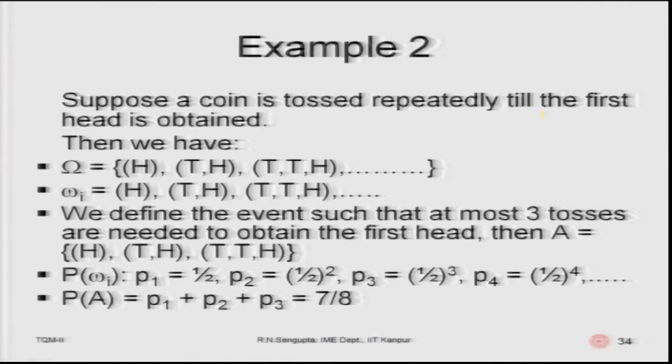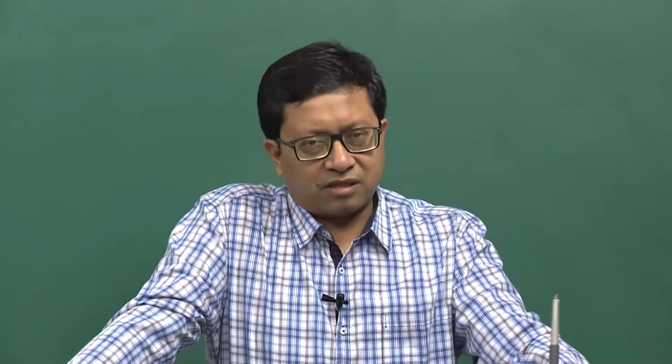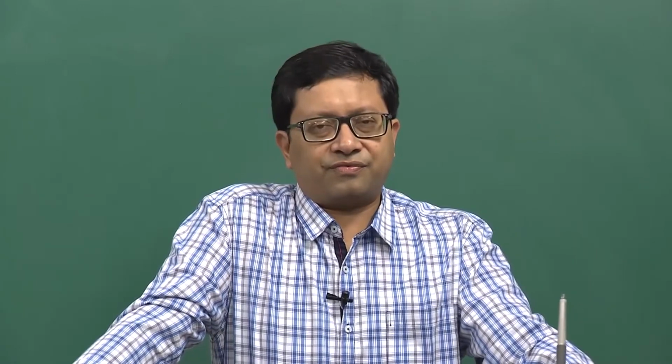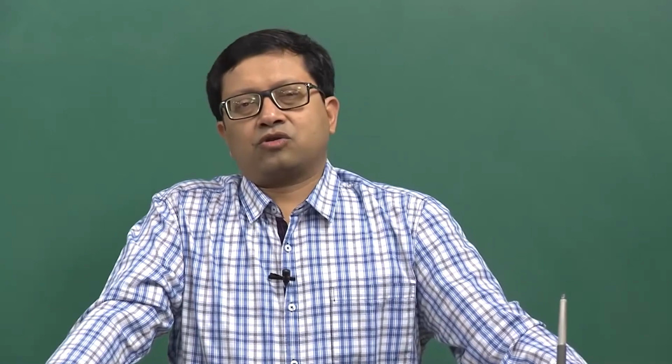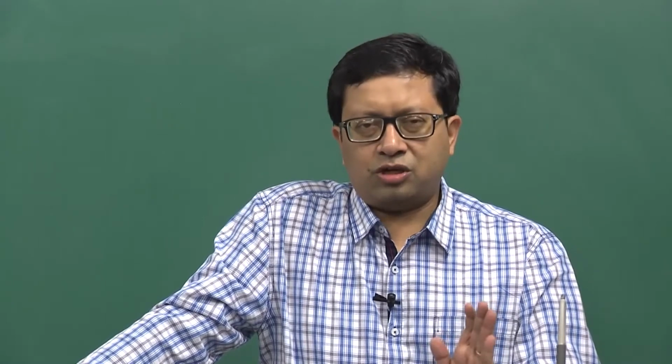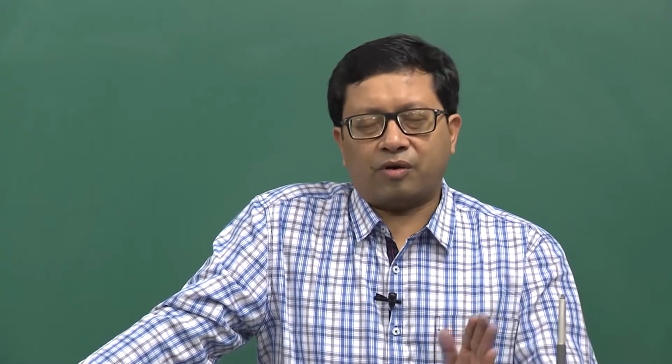The second example is, suppose a coin is tossed repeatedly till the first head is obtained. The universal set is: I get the first head in the first throw, or I get the first head in the second throw, or in the third throw, or in the fourth throw, and so on and so forth. So, that means it can continue till infinity. So, the overall universal set would have sample points H, TH, and so on.